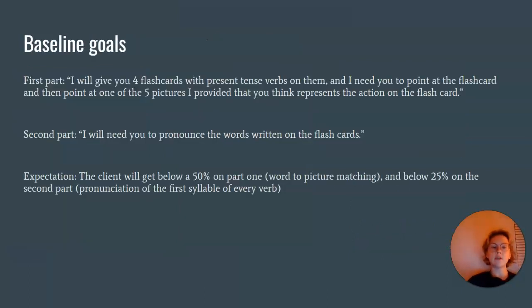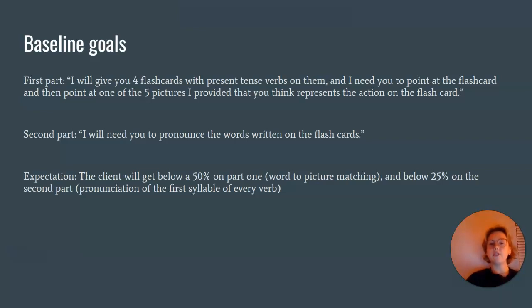So for the baseline goals for the first part, I told my client, I will give you 4 flashcards with present tense verbs on them, and I need you to point to the flashcard and then point to one of the 5 pictures that I provided that you think best represents the action on the flashcard. And for the second part, I told my client, I will need you to pronounce the words written on the flashcards.